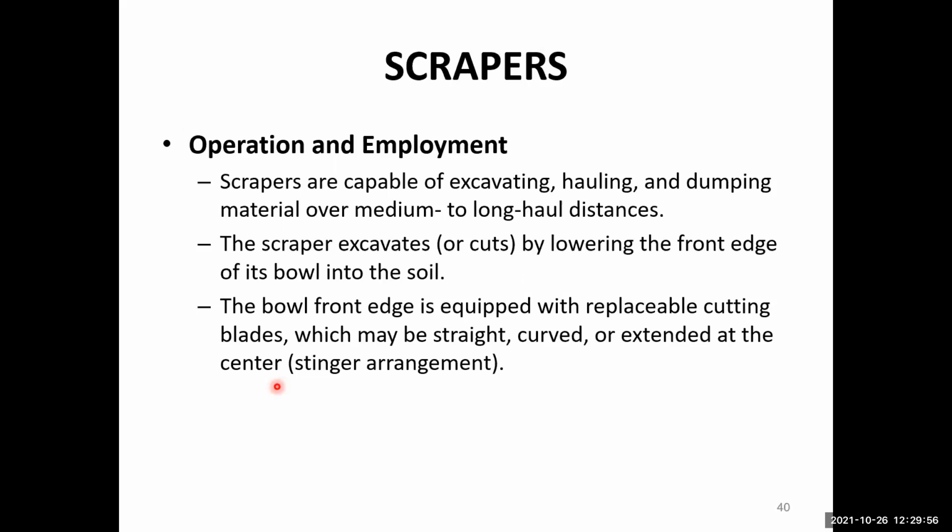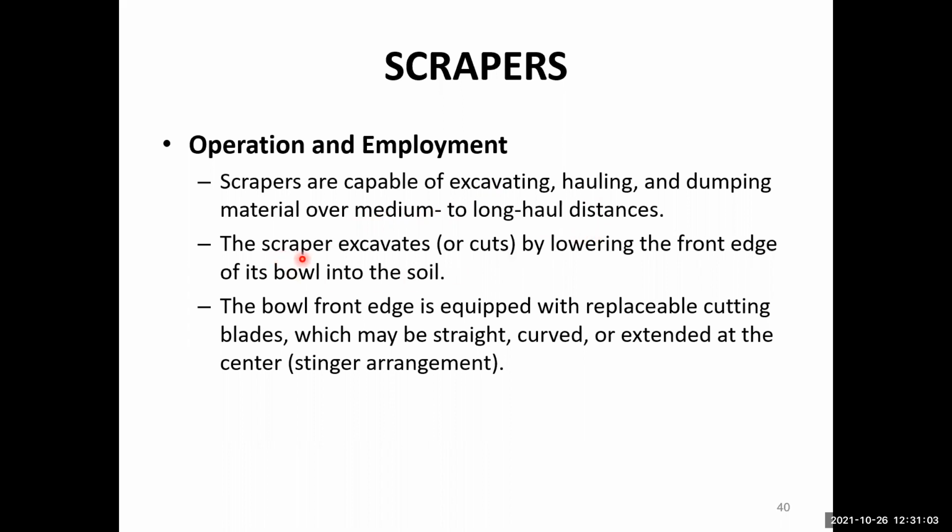Now, another kind of machine is called the scrapers. What do the scrapers do? Their operation and employment is based on this description. Scrapers are capable of excavating, hauling, and dumping material over a medium to long haul distance. So scrapers perform multiple types of work: they can excavate, haul the material, and dump it over a medium to long haul distance. If the job on the site requires these kinds of operations, then scrapers can be used.